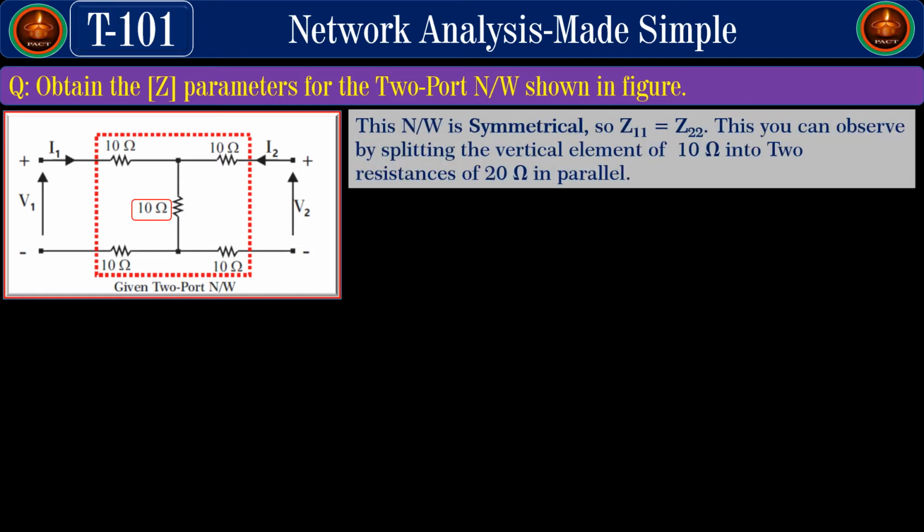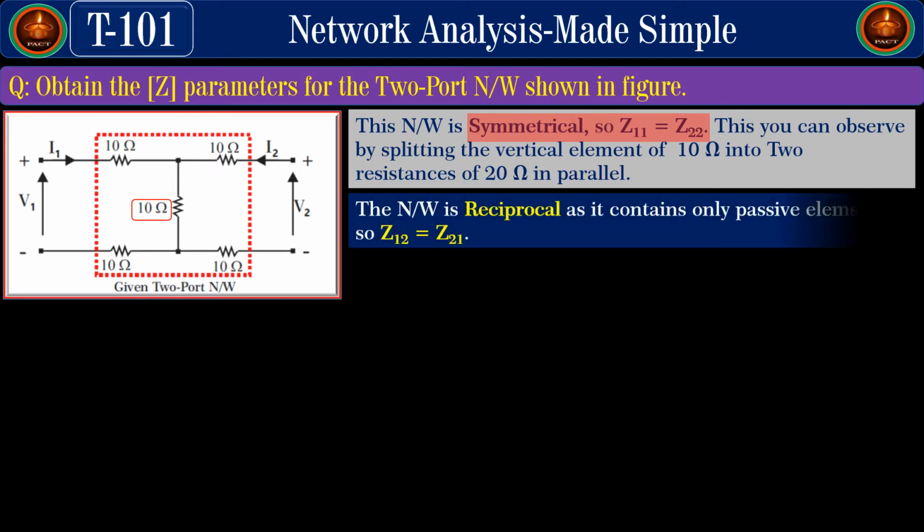So if the network is symmetrical, then Z11 should be equal to Z22. Similarly, if I ask you, is this network reciprocal? Without thinking, you must say yes, sir, it is reciprocal because the black box contains only passive elements. So, if the network is reciprocal, then Z12 should be equal to Z21. Now, I am going to drive home a very important concept, and hence I suggest you listen carefully.